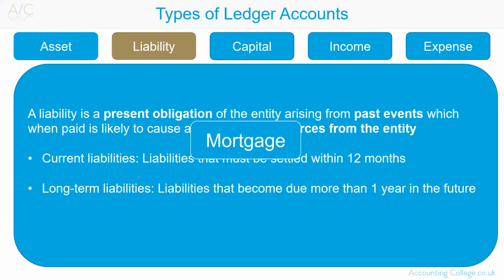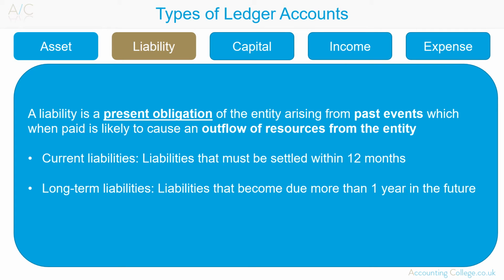For example, a mortgage taken out by an organization. The organization has a present obligation to repay the mortgage lender as a result of the past event of taking out the mortgage. The outflow of resources from the entity are the mortgage repayments.